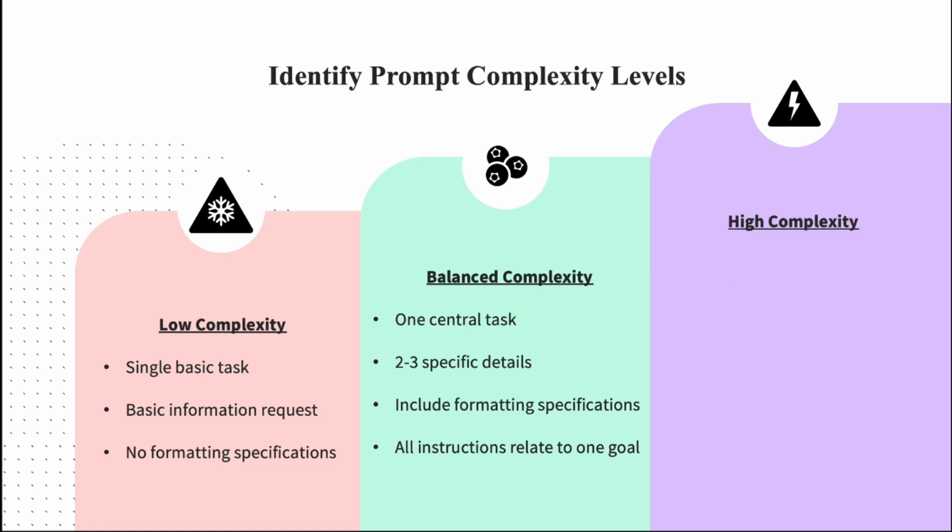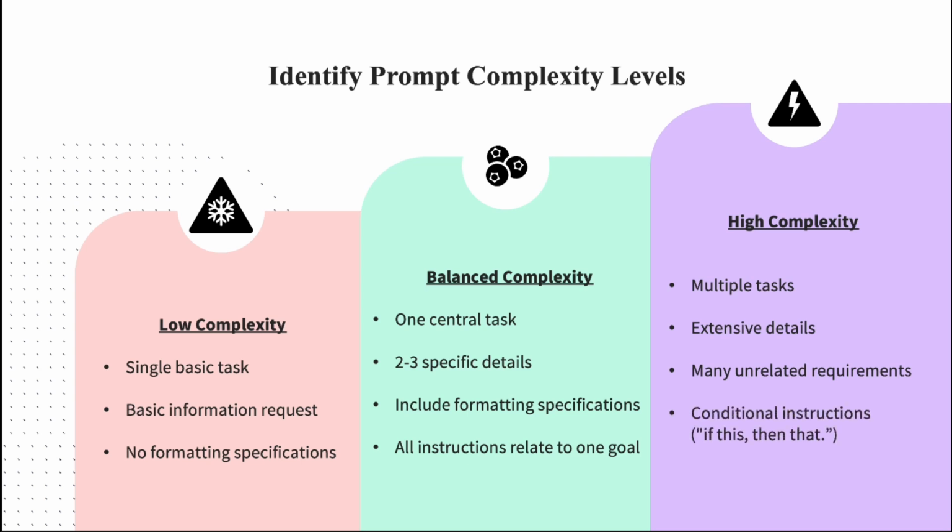High complexity. It involves a prompt that includes multiple tasks combined with extensive details and many unrelated requirements. It also includes conditional instructions like if this, then that. For a quick check, count the number of tasks, instructions, and requirements in the prompt. This will help to determine the complexity level we are working with and whether we need to simplify or restructure our approach.